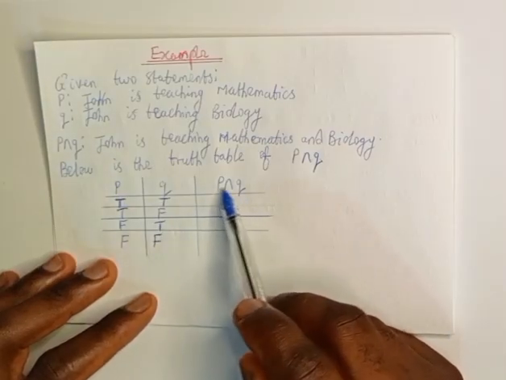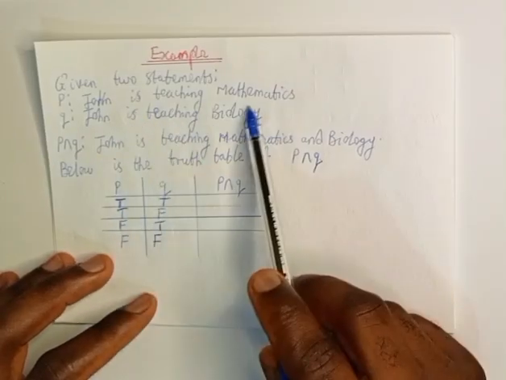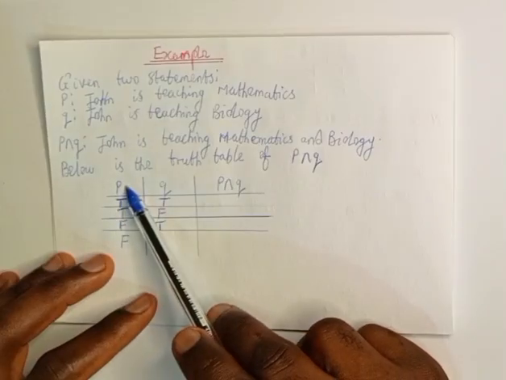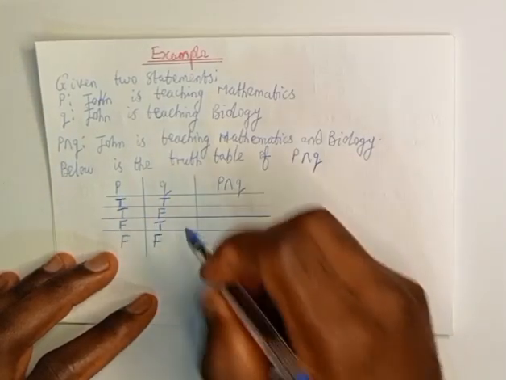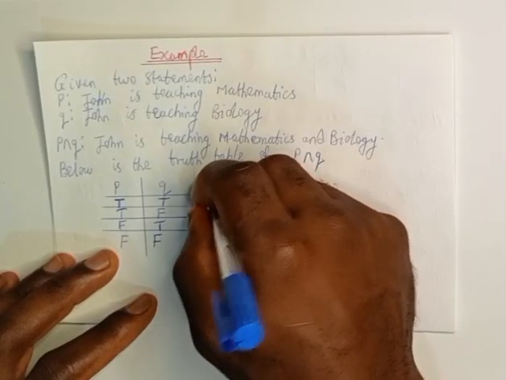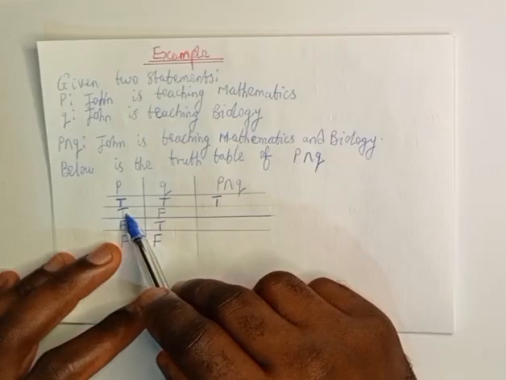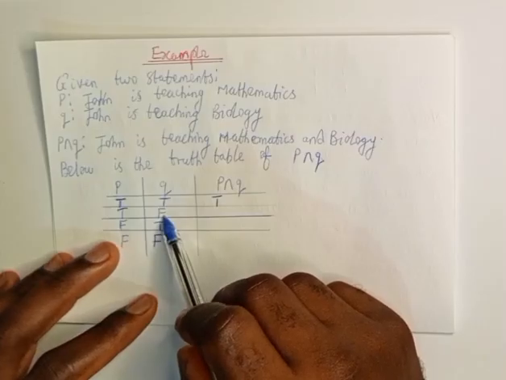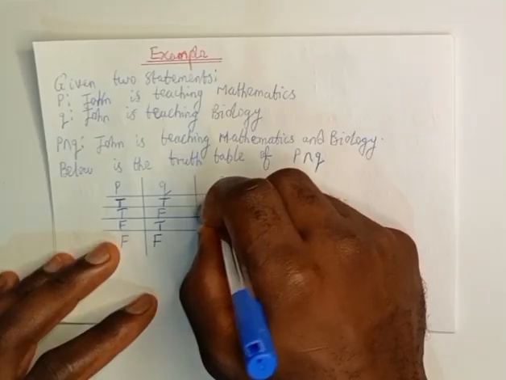The conjunction of the two statements is John is teaching mathematics and biology. John is teaching mathematics is true. John is teaching biology is true. The conjunction will be true. John is teaching mathematics is true. John is teaching biology is false. Then their conjunction, John is teaching mathematics and biology, is false.